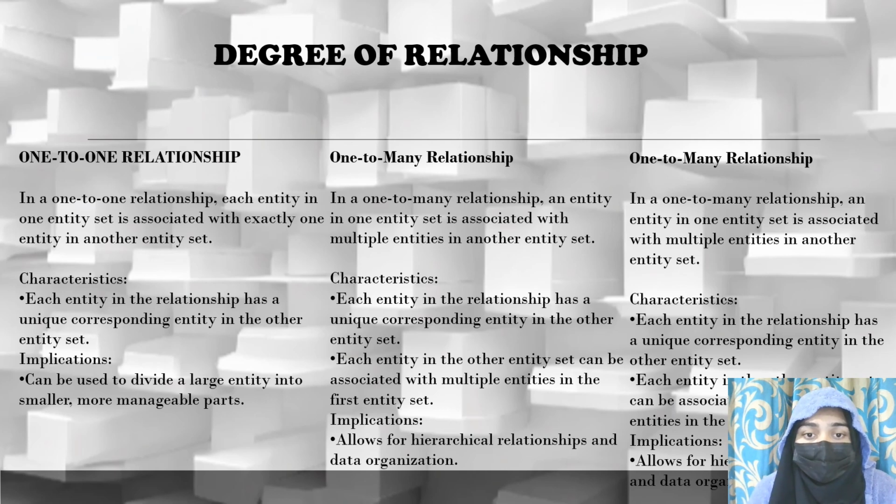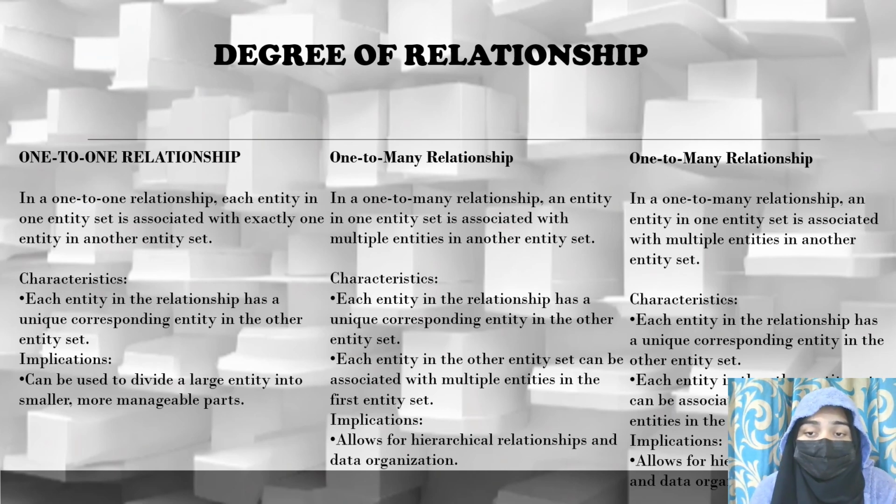In a one-to-many relationship, an entity in one entity set is associated with multiple entities in another entity set. Characteristics: each entity in the relationship has a unique corresponding entity in the other entity set. Each entity in the other entity set can be associated with multiple entities in the first entity set. Implications: it allows for hierarchical relationships and data organization.